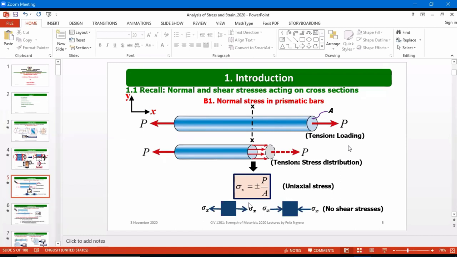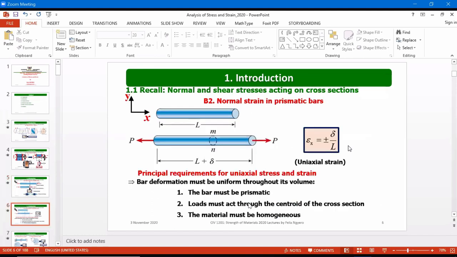And of course, it should be homogeneous. The material of the bar should be homogeneous, meaning it should be made of the same material within the particular portion or length you're considering. So if it is steel, it should be steel throughout that length you're considering. And if it's concrete, it should be concrete throughout that length. That is what homogeneous means.